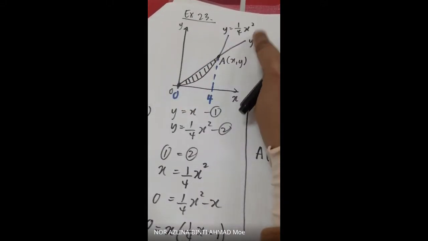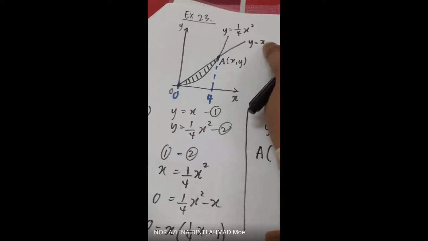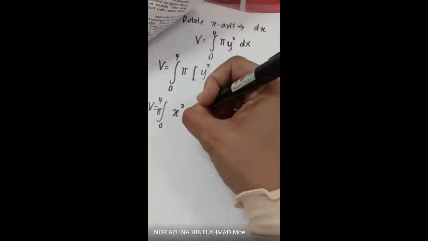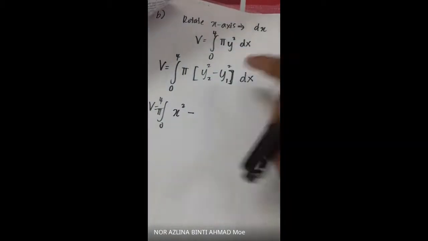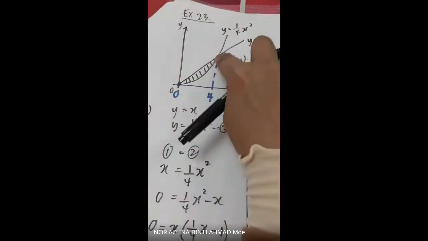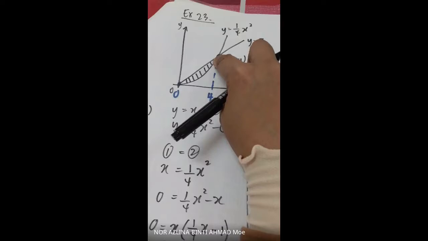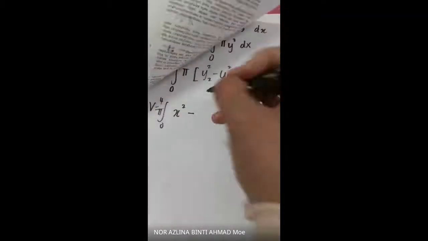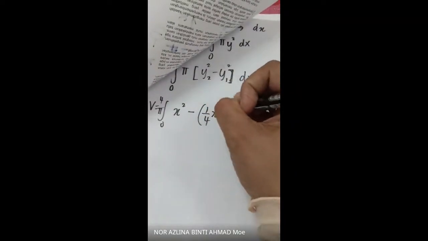So if I want y squared, here should be x squared. So here x squared. Minus. Okay, this is y1, the graph below. If y equals 1 over 4 x squared, and we want y squared, it becomes 1 over 4 x squared, all to the power of 2. This is y, and we need power 2, so power 2 here. Up to here, can you understand?